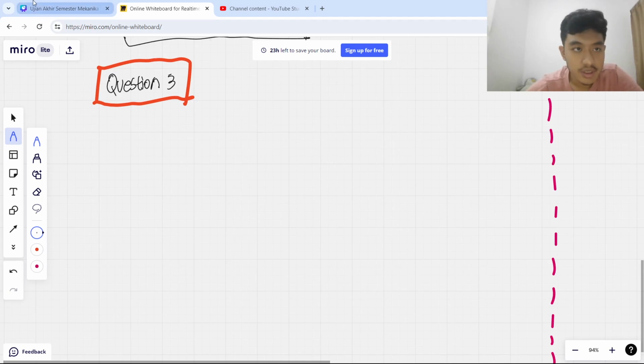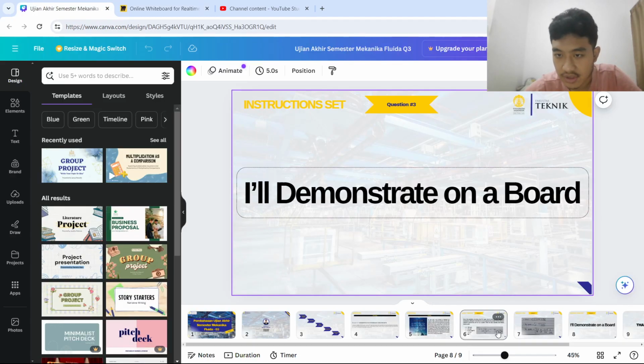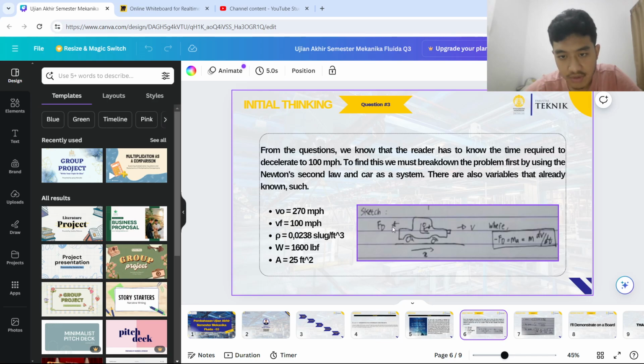So we already analyzed the force here on the initial taking part. So F_D, the drag force, is going that way, velocity is going this way. That means the car is going that way, so the air is going this way. When the air makes contact with the car, it makes a force, and that force is called drag.